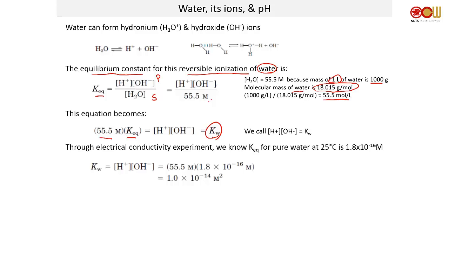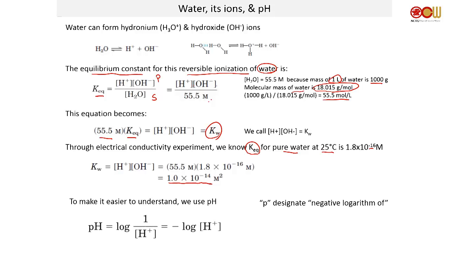Of course, then we can use some electrical conductivity experiment, and we will know that the Keq for pure water at 25 degrees C is going to be about 2 times 10 to the minus 16. So you can plug that number into Kw, and what you get is about 10 to the minus 14 molar squared.